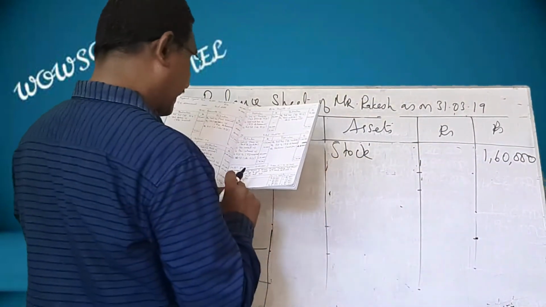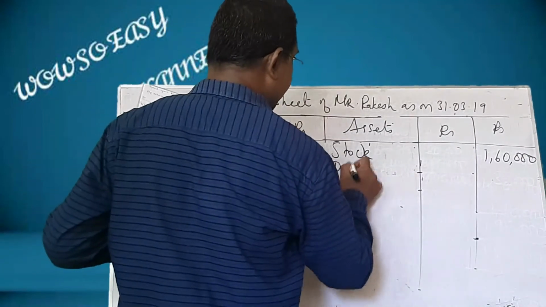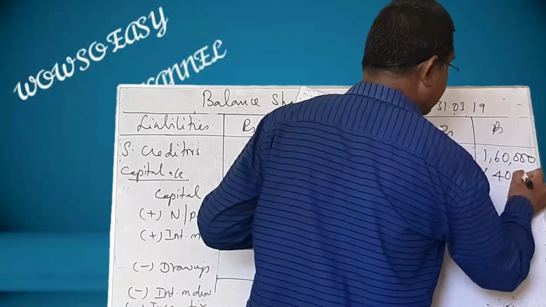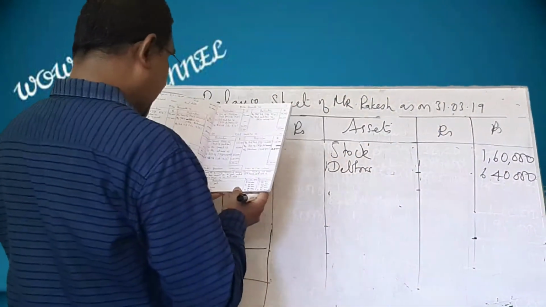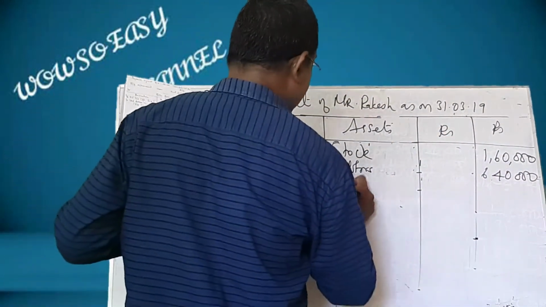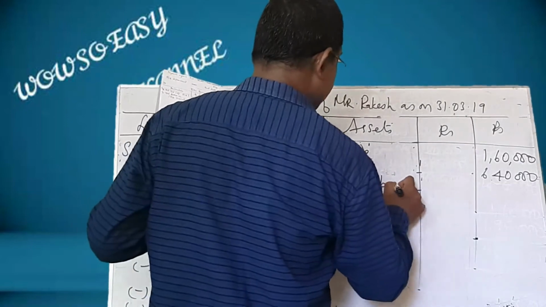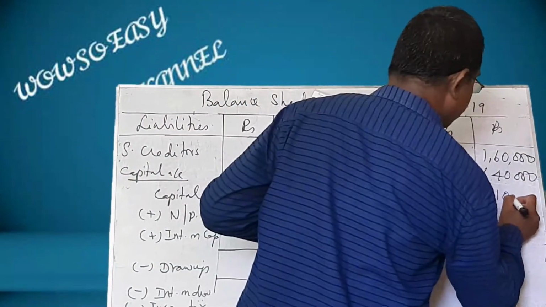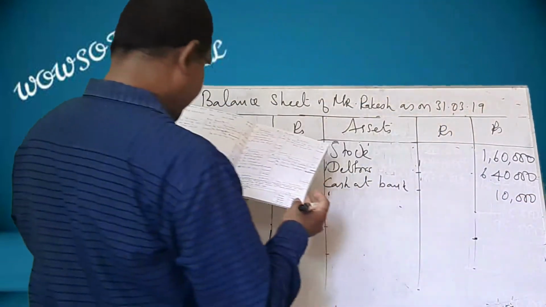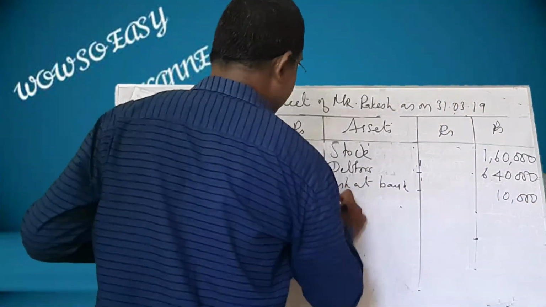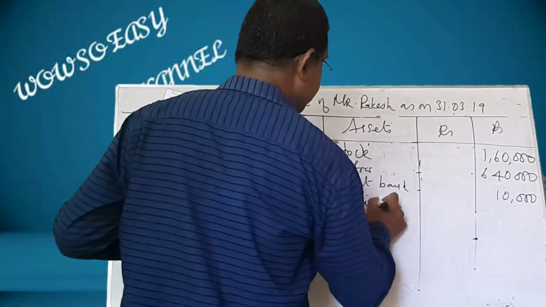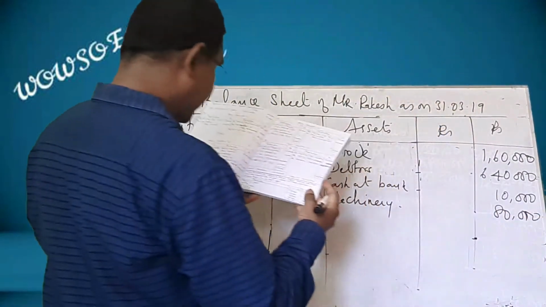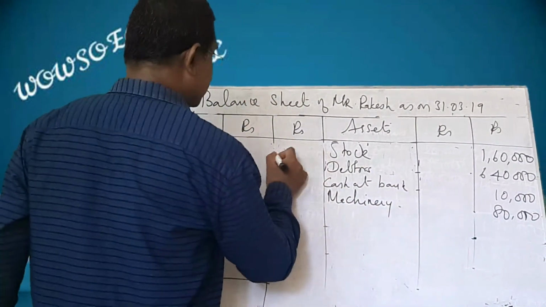And what is it? Debtors, 6,40,000. And cash at bank. What is that amount given? 10,000. And then machinery 80,000. And then creditors 4,20,000.